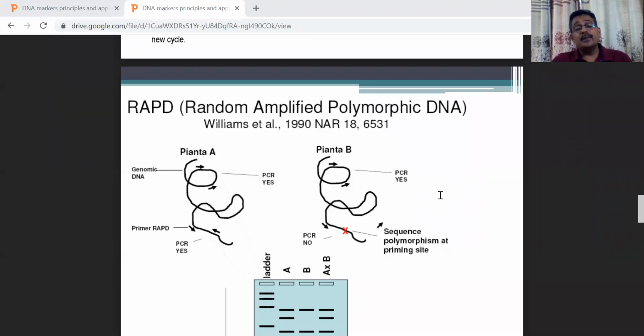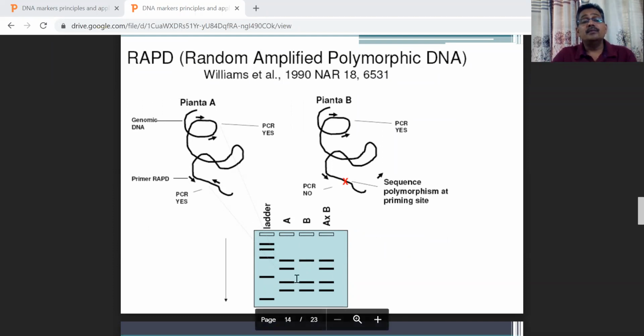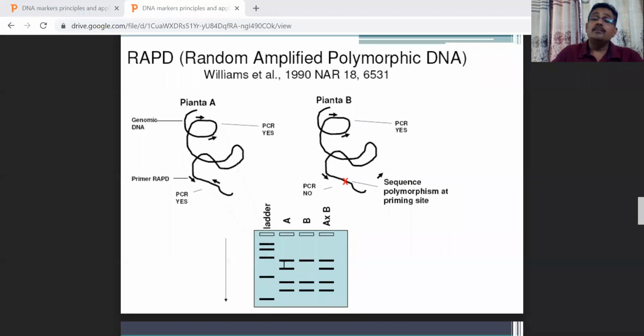When you use this random primer, wherever in the genomic region it finds a complementary sequence, it binds there and amplifies. It's only one sequence; there is no forward and reverse primer. Wherever the RAPD primer binds to a complementary sequence, it starts amplifying, so you get multiple alleles. The same sequence may be present at 10 or 20 positions in the genome, so you can get a lot of fragments, maybe 10 or 15. In any RAPD gel, you can see more than 10 or 15 fragments.